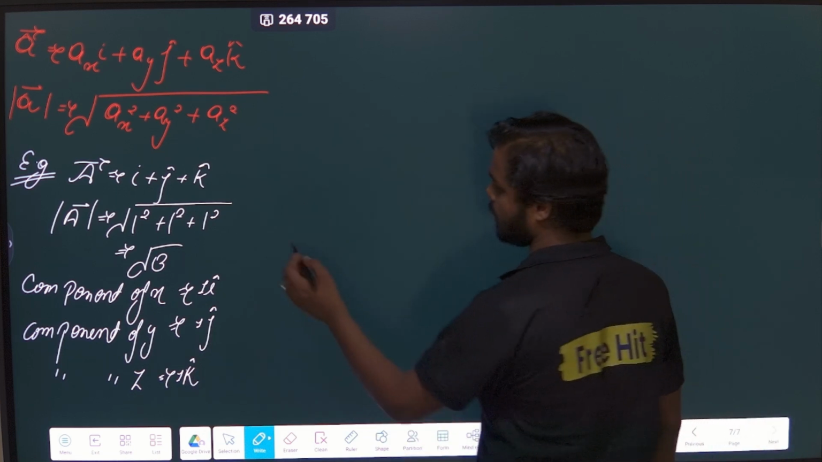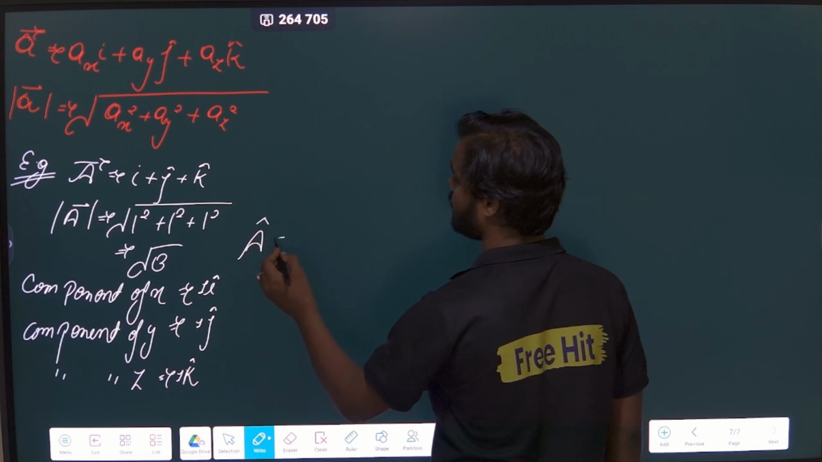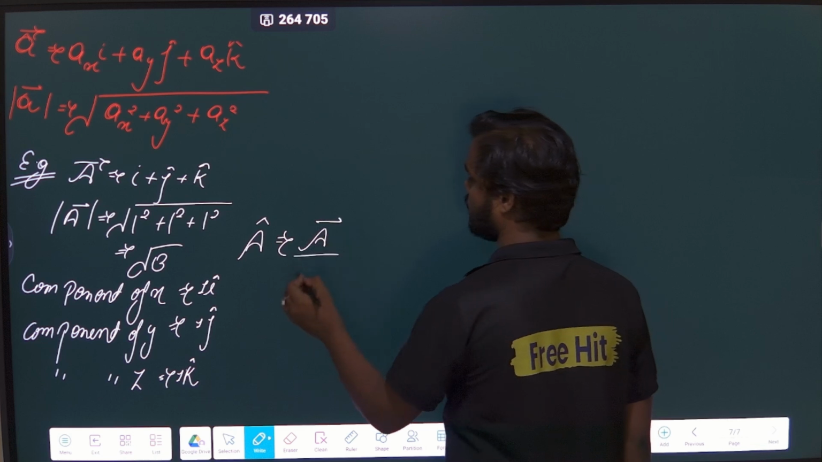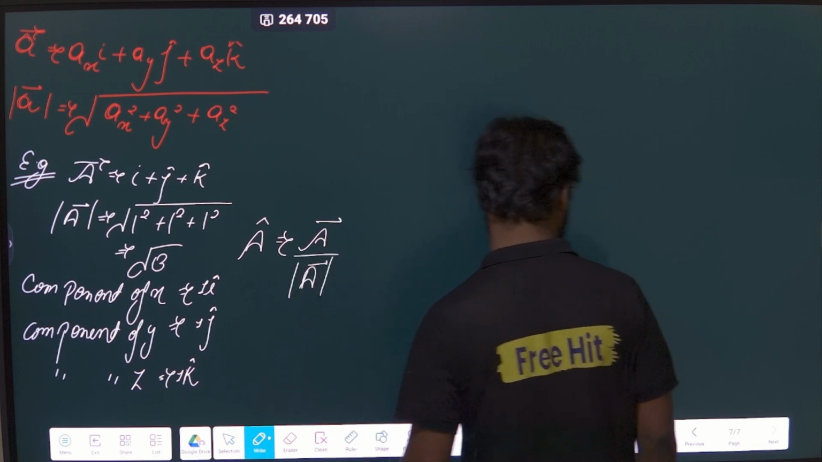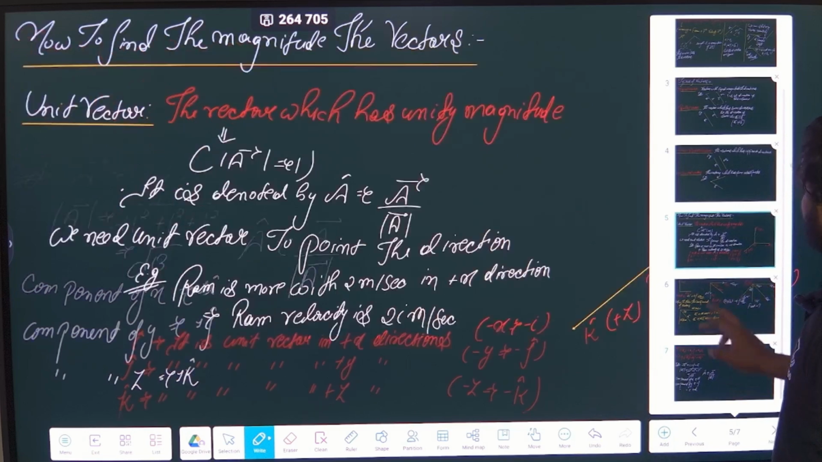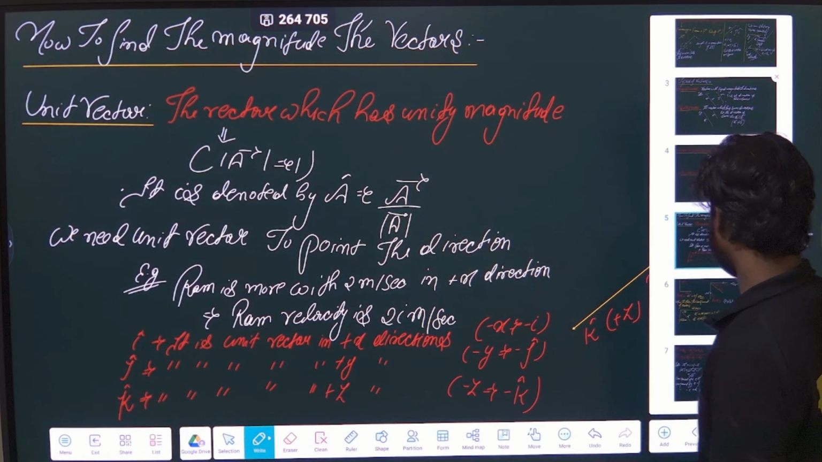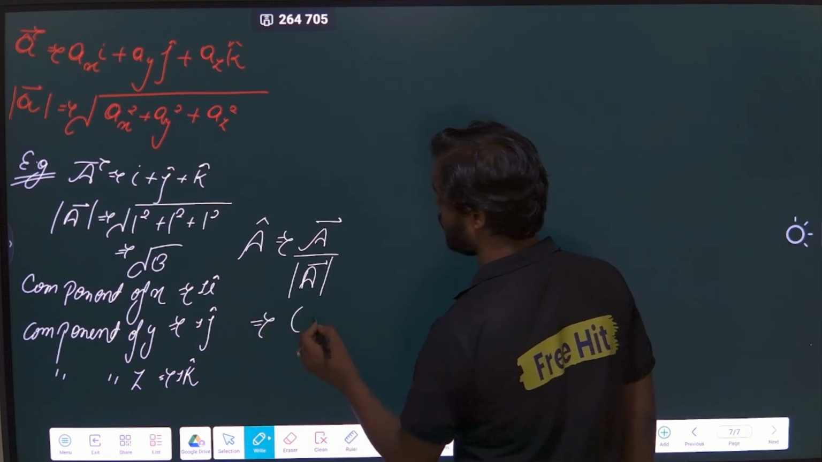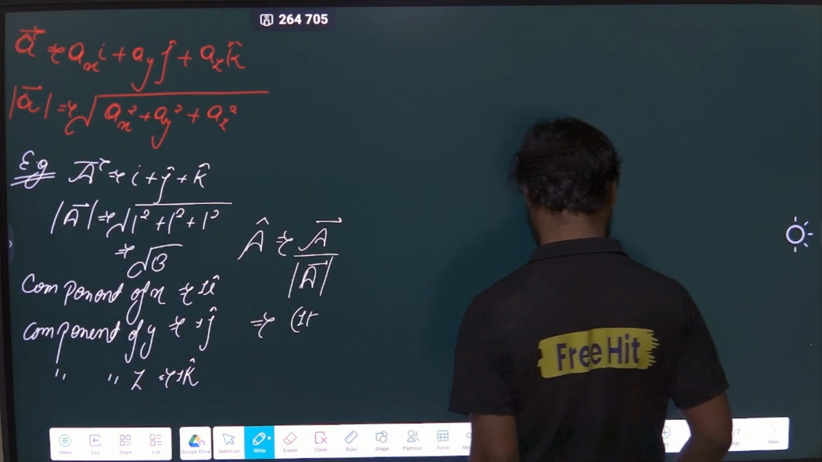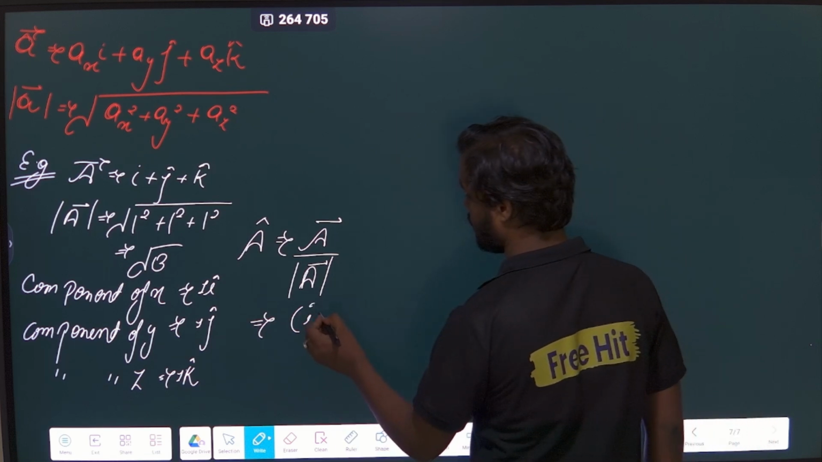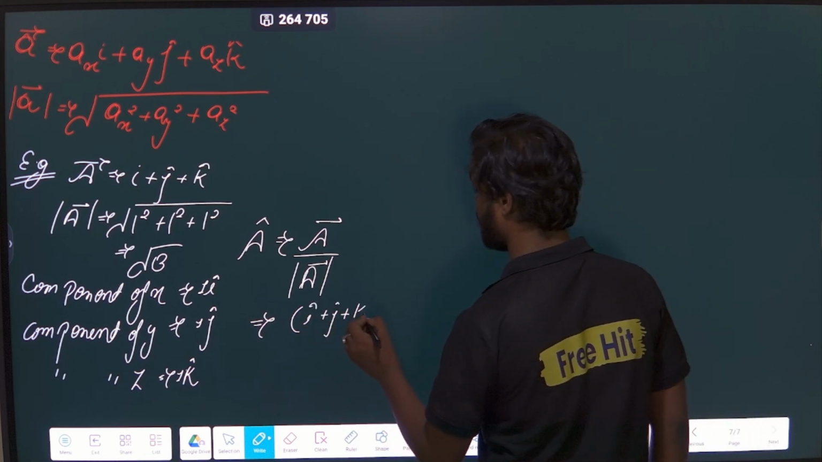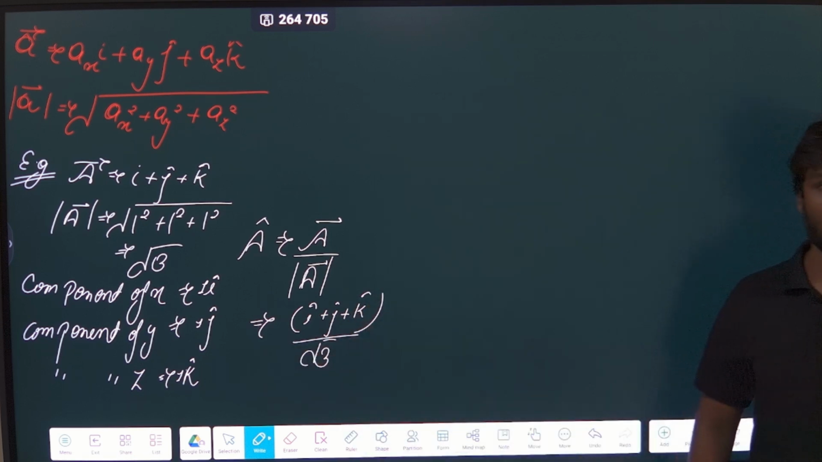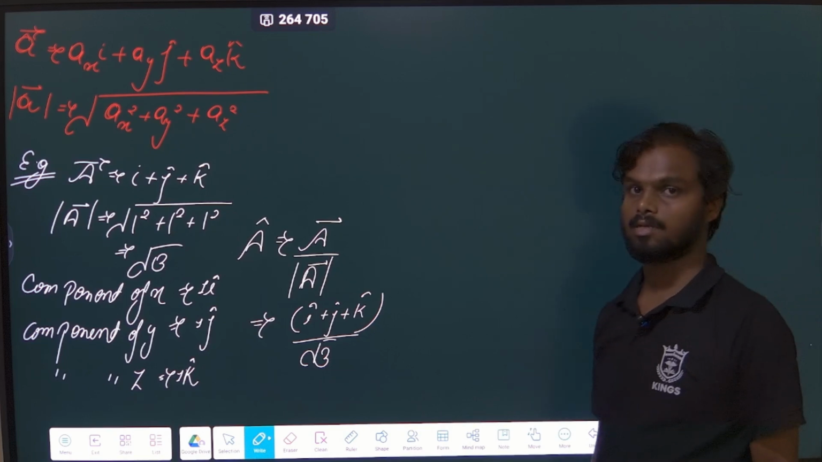So now if I ask you, can you find my unit vector A? Yes. What you have to do? The formula is A vector divided by magnitude of A vector. See, what is unit vector? A vector divided by magnitude of the vector. So here we will apply this formula. We will get i cap plus j cap plus k cap divided by root 3. Any doubt? So this is my unit vector A cap.